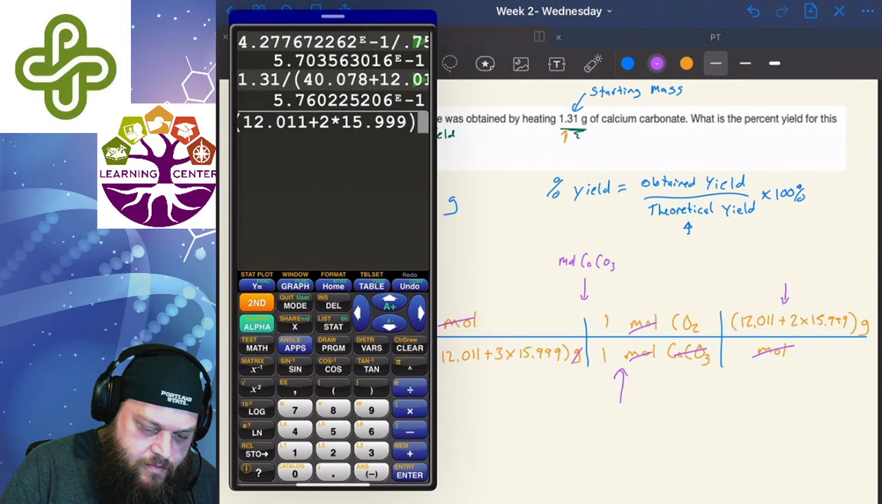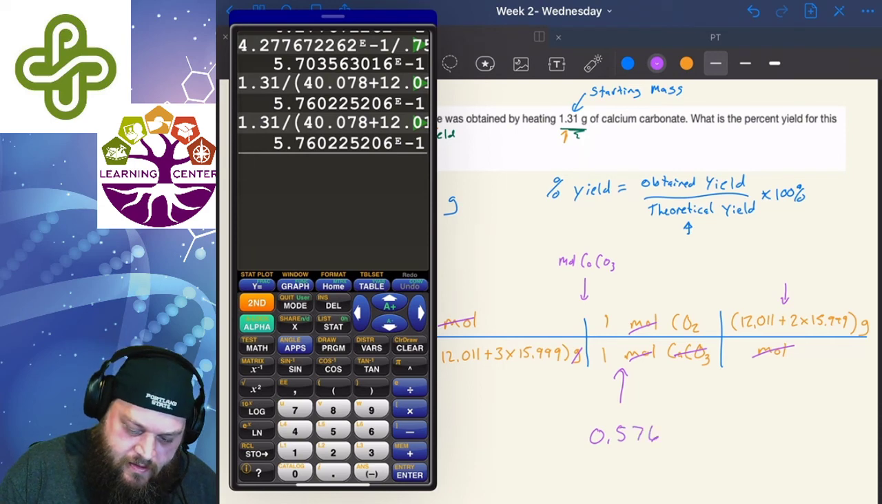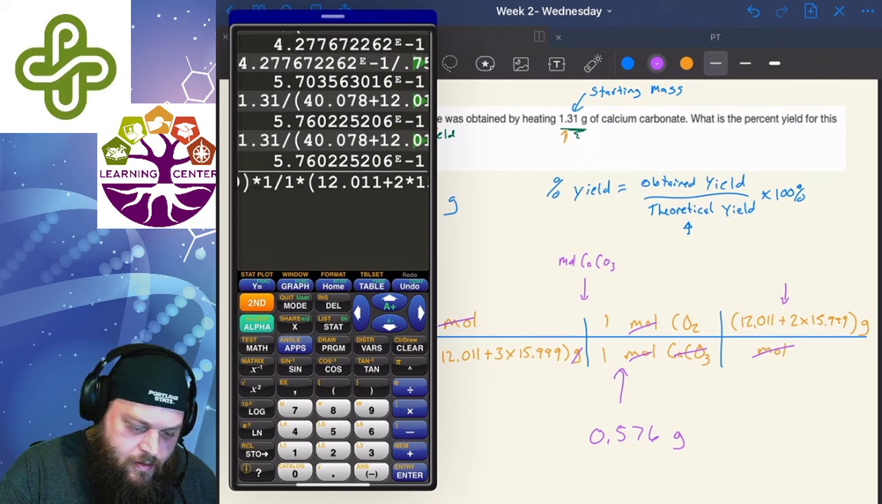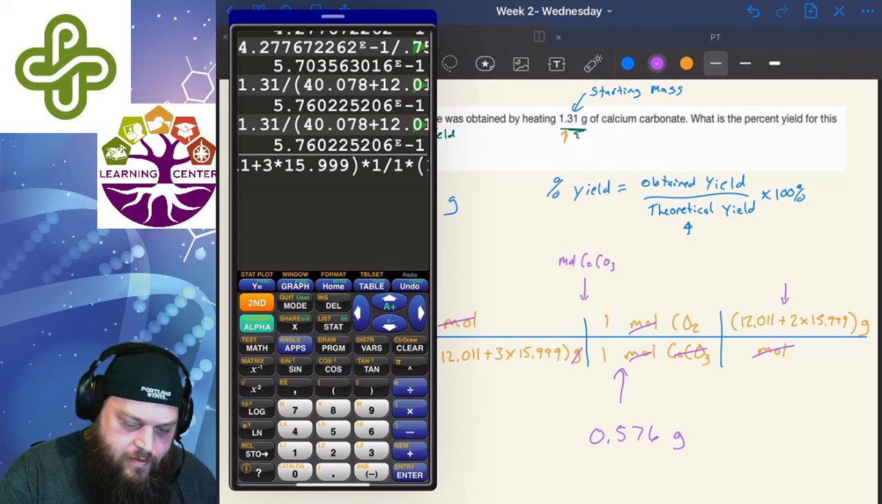Pretty close though. So I probably did it wrong before. I'm getting 0.576 grams, right? Just double, triple checking it to make sure I'm doing it right. I'm adding my parentheses, multiply and divide. Yep, that's all right.